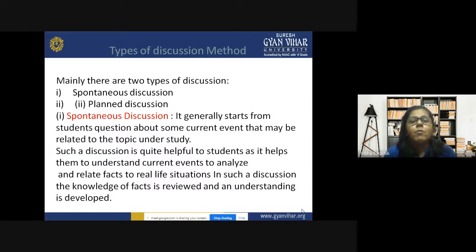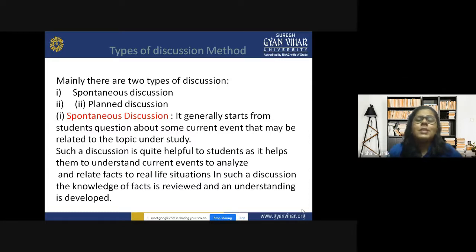Now, types of discussion method. Mainly, there are two types of discussion. The first one is spontaneous discussion, and the second one is planned discussion. Now, spontaneous discussion. It generally starts from students' questions.